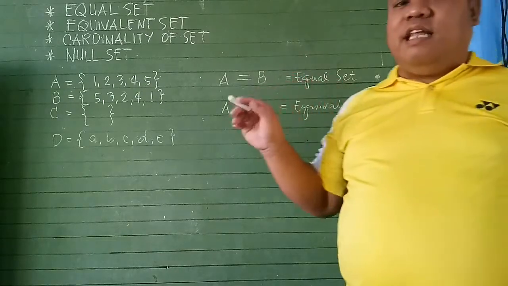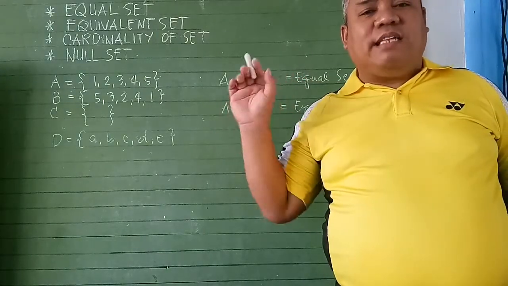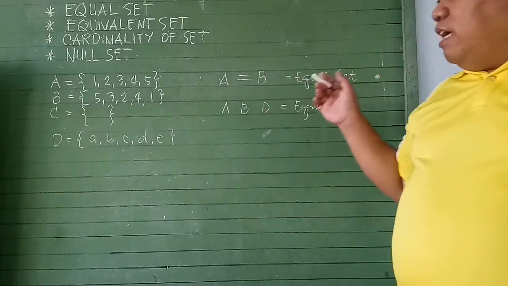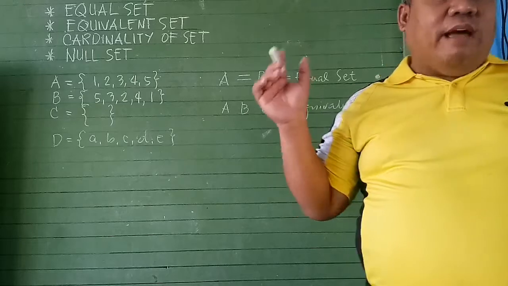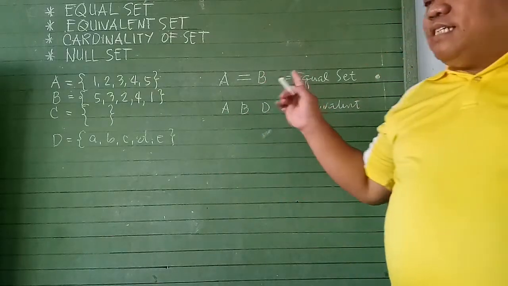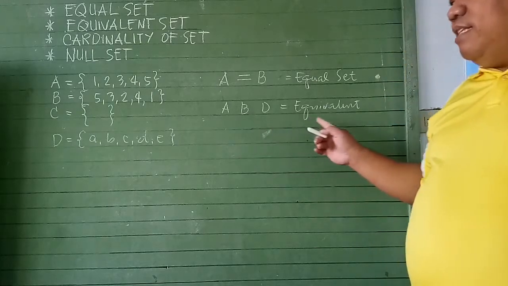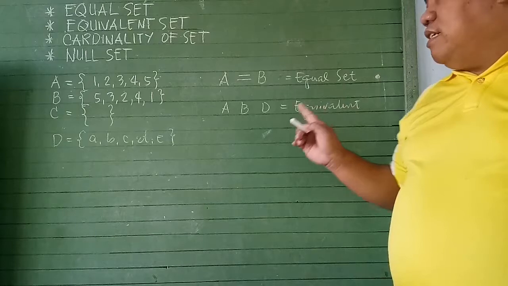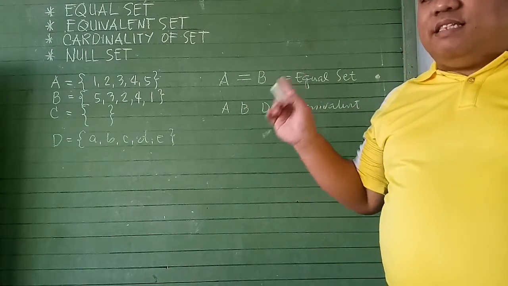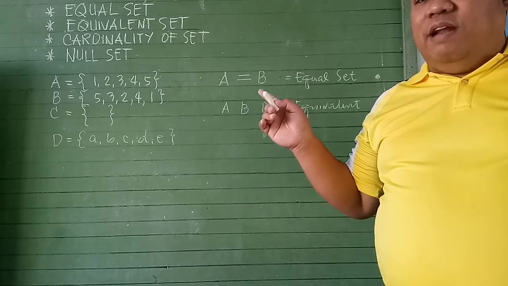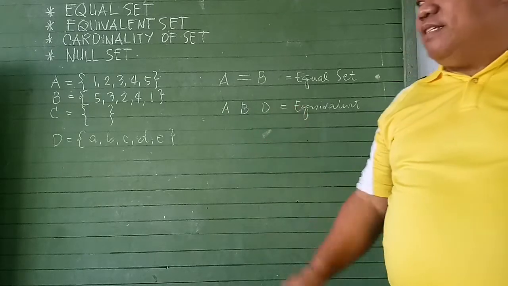Again, when we say equivalent set, we are only dealing with the number of elements in a particular set. A contains 5 elements, B contains 5 elements, and D contains 5 elements. So therefore, set A, set B, and set D are equivalent sets. But not all equivalent sets are equal sets. So an equal set can be an equivalent set, but not all equivalent sets can be equal sets.